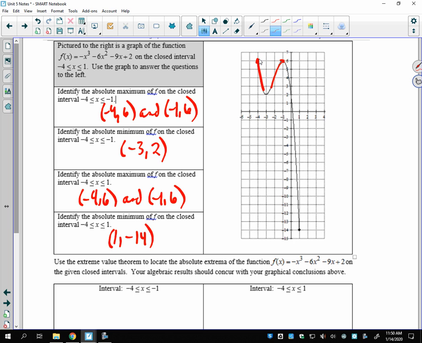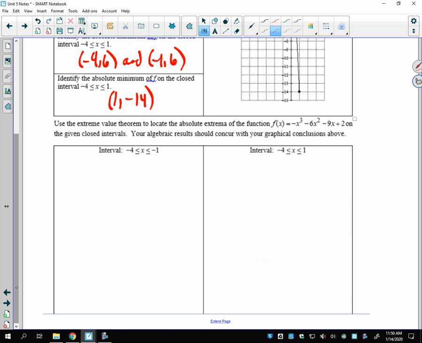But I want to show you how we can do this without a graph, because they're not going to give you a graph on the test. So it says, use the extreme value theorem to locate the absolute extrema on these values. Your algebraic results should match what we did up there. So step 1 is I need to find my derivative and find where it equals 0 or is undefined.